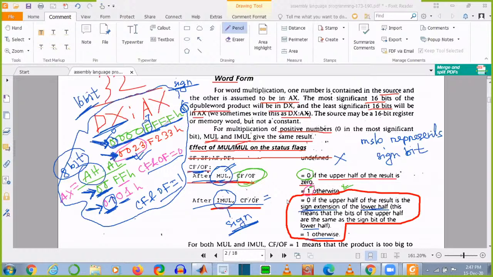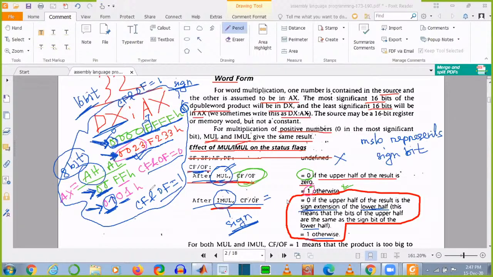If they are different, what will be the CF and OF value for sign multiplication? 1, sir. Yes, so CF and OF will become 1, because they are different. Now, if you count the second one, here we have everything.